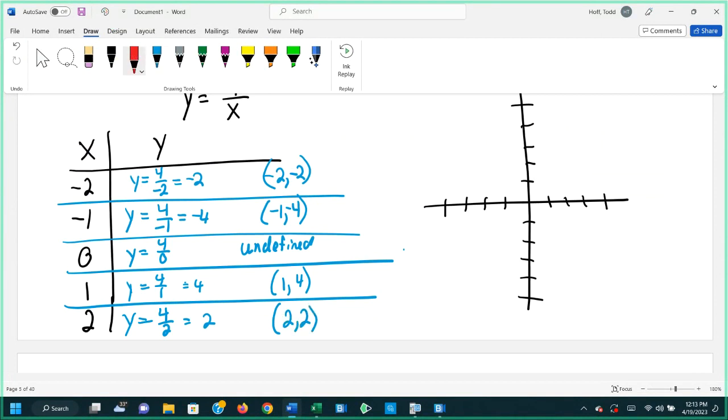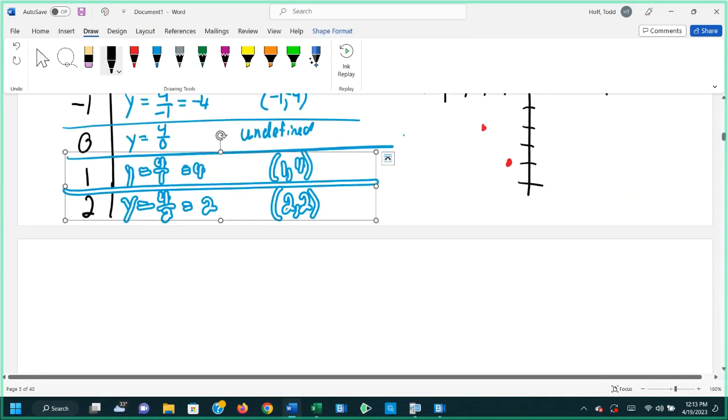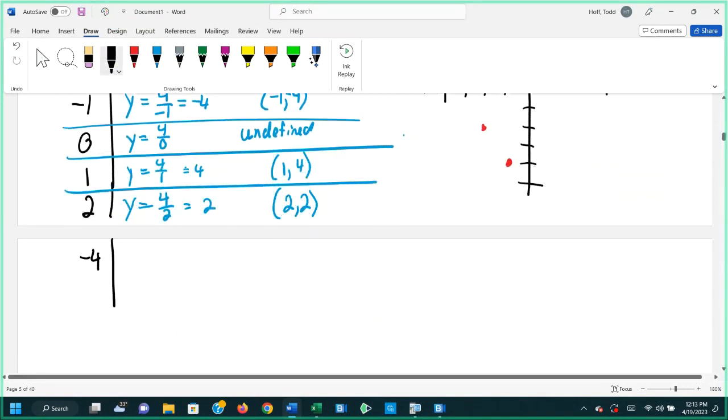So over here we have points negative 2 right there. Negative 1, negative 4 would be right there. 1, 4 is up here. 2, 2 is there. Not enough really to see what's going on. Maybe I'll try to pick points like x is negative 4 and positive 4 and see what that does.